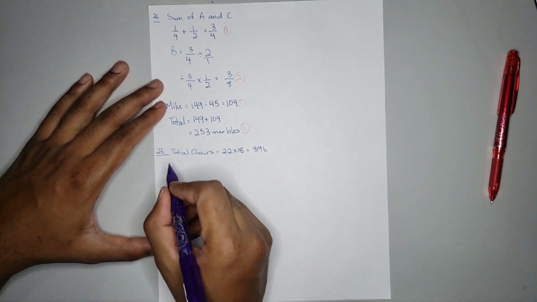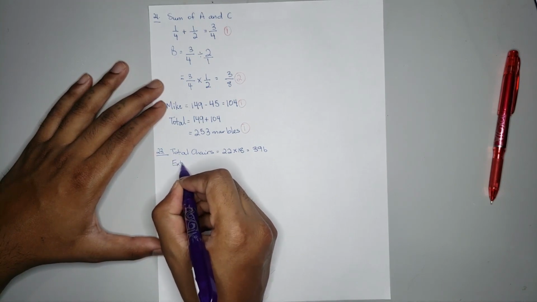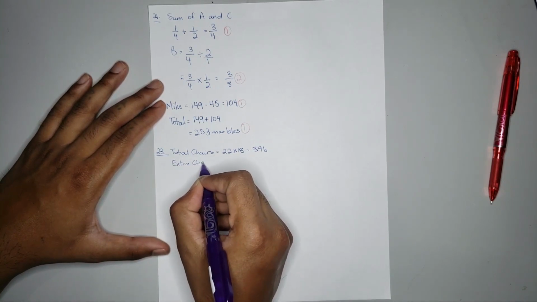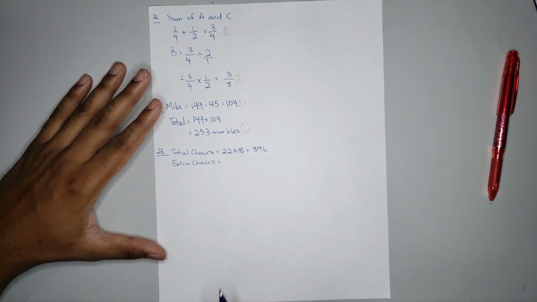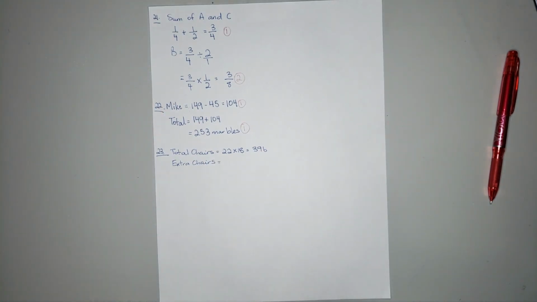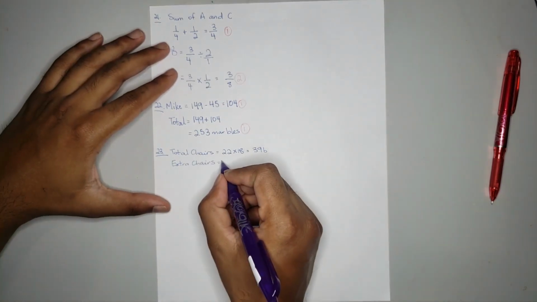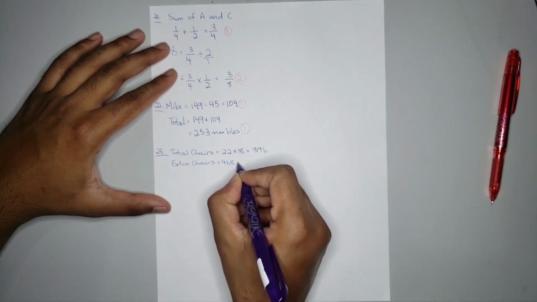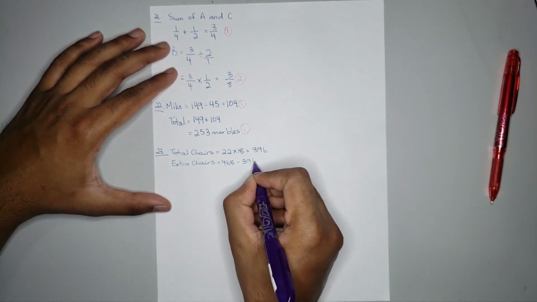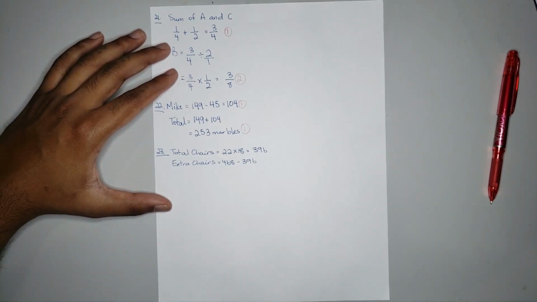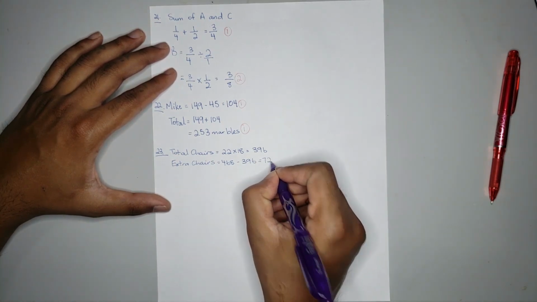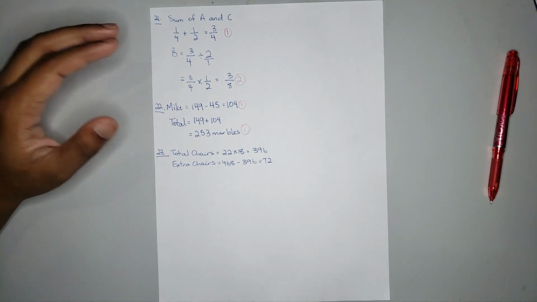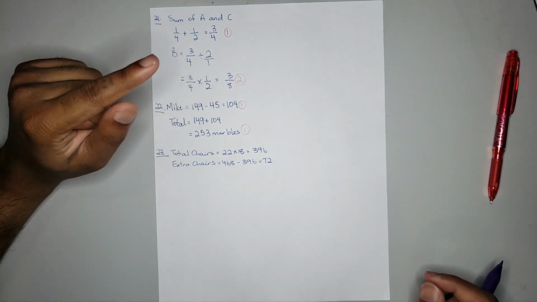We need to calculate now the extra chairs, because remember, the total amount of persons that want to sit is 468. So we need to calculate the extra number of chairs. So 468 take away the 396, which is equal to 72. So now you know we need 72 more chairs.